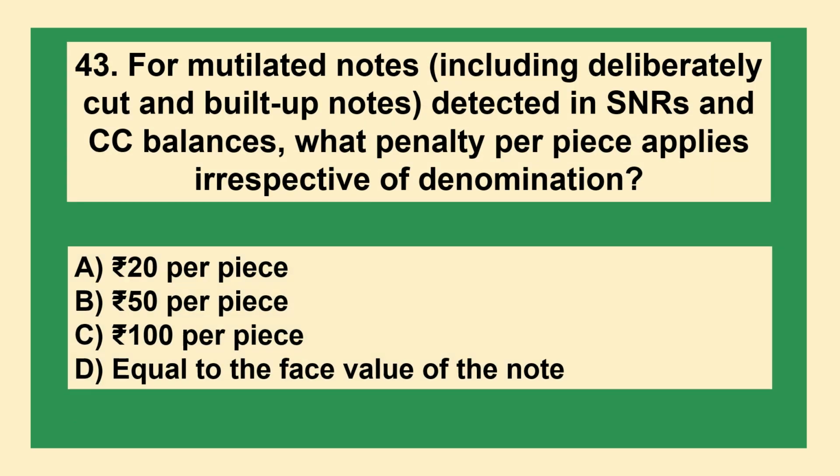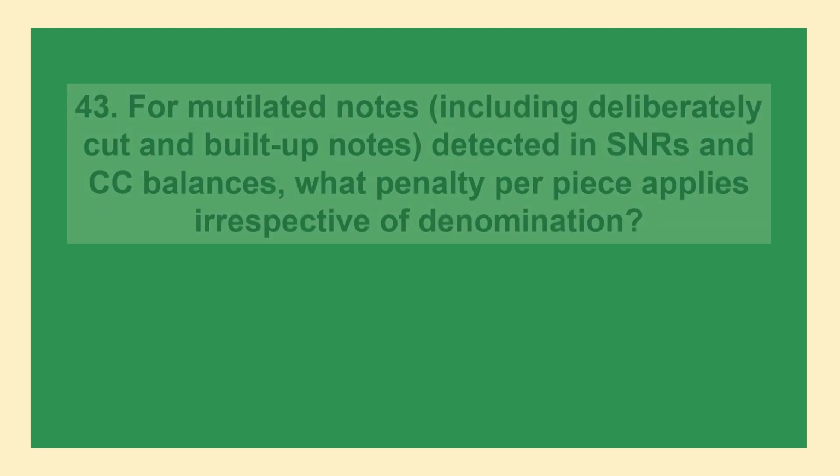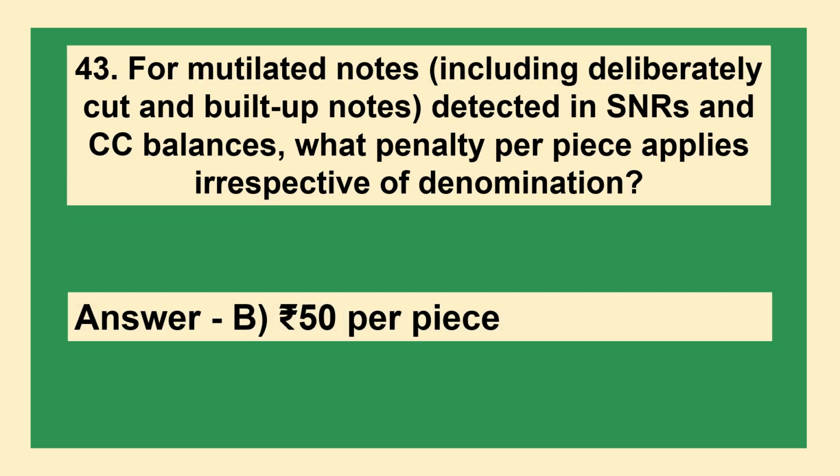For mutilated notes, including deliberately cut and built up notes detected in SNRs and CC balances, what penalty per piece applies irrespective of denomination? Option A rupees 20 per piece, option B rupees 50 per piece, option C rupees 100 per piece, option D equal to the face value of the note. The answer is option B rupees 50 per piece.